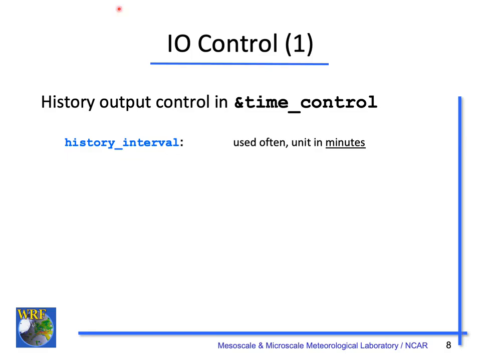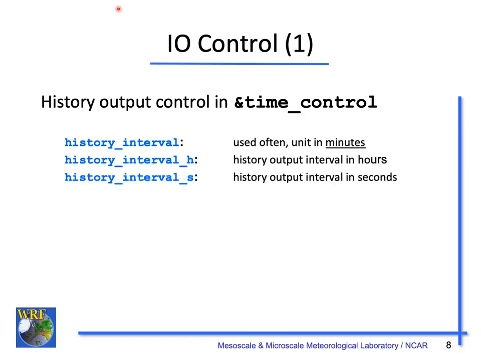The next couple of slides show some different ways to handle model output. We are familiar with the history_interval option from the running the model talk. We may remember the time unit for this variable is minutes. If we would like to use different time units, the model has the option to do so, as shown in these two variables. We can use history_interval in hours or in seconds.